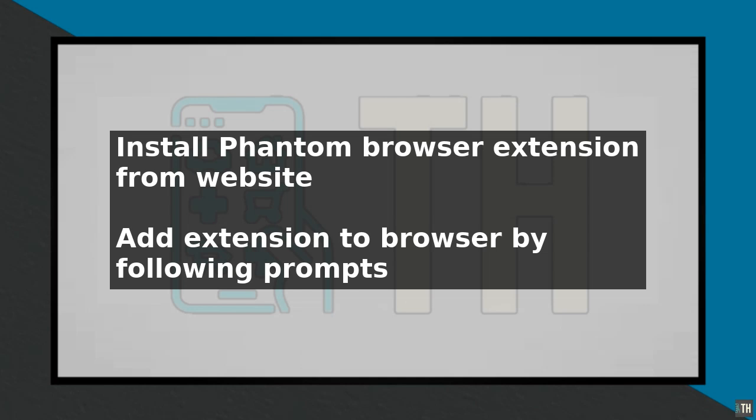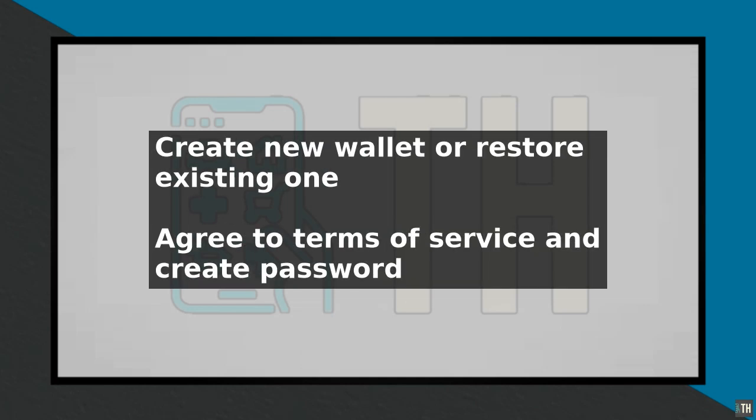Once the extension is installed, you will see the Phantom icon in your browser toolbar. Click on this icon to open the Phantom wallet. You will then be prompted to create a new wallet or restore an existing one.